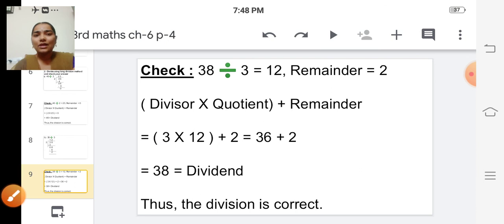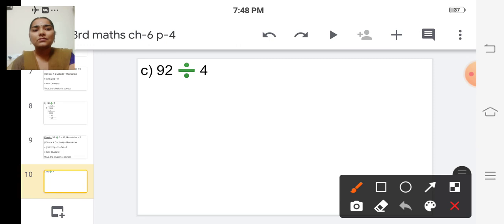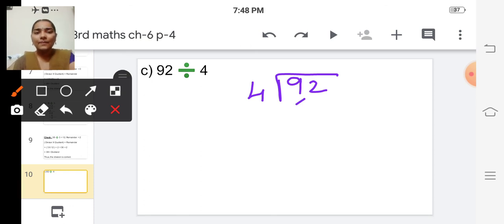Yes. So shall we do one more problem? See, 92 divided by 4. So shall we divide? Yes. So 92 divided by 4. Consider the first digit of the dividend, 9. So 9 is greater than 4, so we can divide. So how many times will it go in the fourth table? 2 times, isn't it? 4 2s are 8.